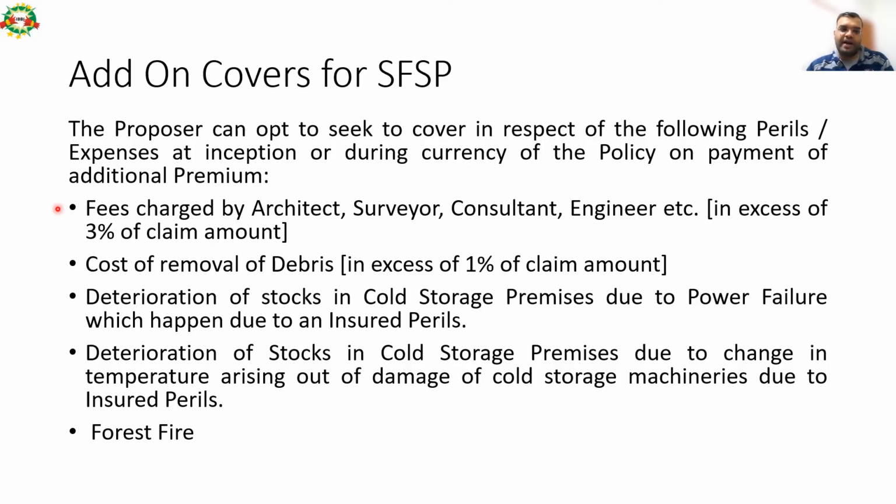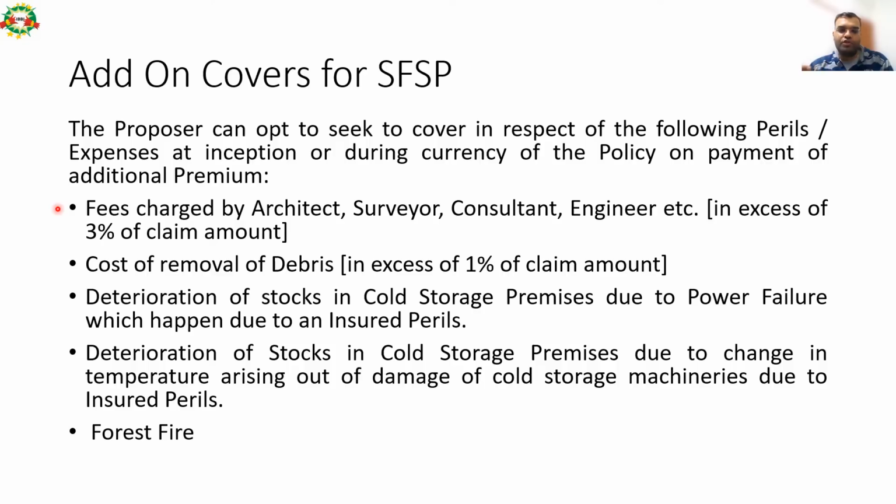Fees charged by architect, surveyor, consultant, engineer, etc. in excess of 3%. Up to 3% is allowed in the normal policy, but if I want to cover expenses of more than 3%, then I have to pay extra premium. Likewise, cost of removal of debris up to 1% is covered in the normal policy, but if I want a claim of more than 1% of the claim amount, then I have to pay certain extra premium. It's like in car insurance, where we take add-ons such as depreciation add-on, consumables, or lost key add-on. Likewise, we can also have add-ons in the SFSP policy.